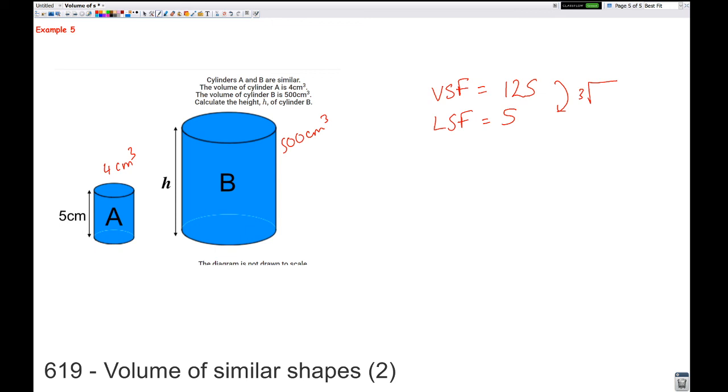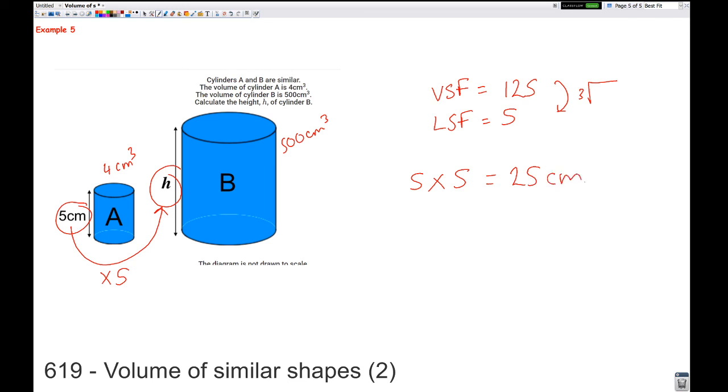Then it says calculate the height of cylinder B. We know the height of the smaller cylinder, and we want to find out the bigger one. So we know we have to multiply by the scale factor. Because it's lengths, we times by the length scale factor. So we do 5 multiplied by the length scale factor, which is 5 also. So the height is 25 centimetres.